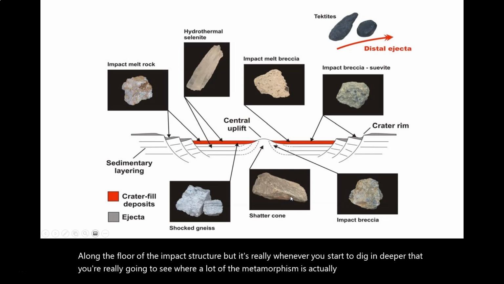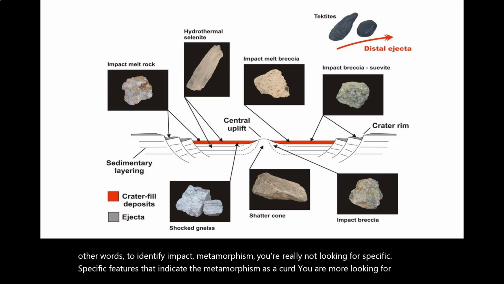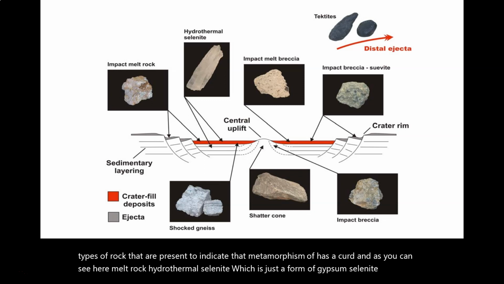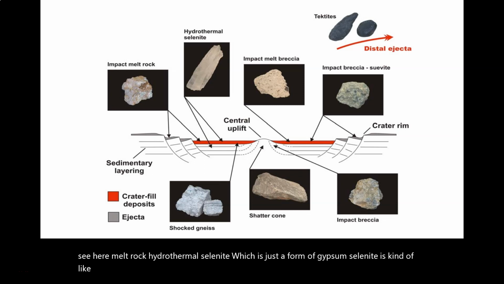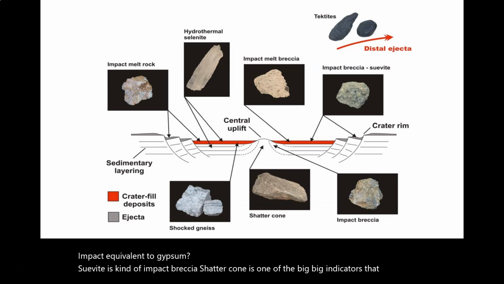So in other words, to identify impact metamorphism, you're really not looking for specific features that indicate the metamorphism has occurred. You are more looking for specific types of rock that are present to indicate that metamorphism has occurred. And as you can see here, melt rock, hydrothermal selenite, which is just a form of gypsum. Selenite is kind of like the impact equivalent to gypsum. Suevite is kind of impact breccia. Shatter cone is one of the big indicators that you've had an impact event occur.